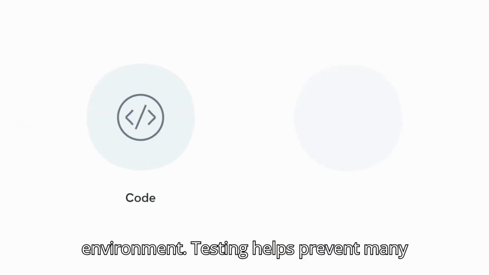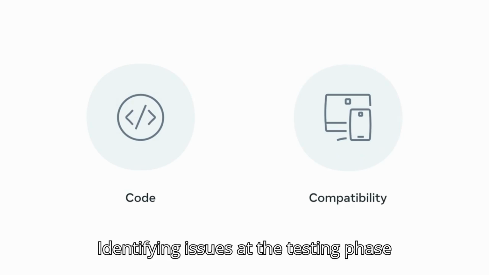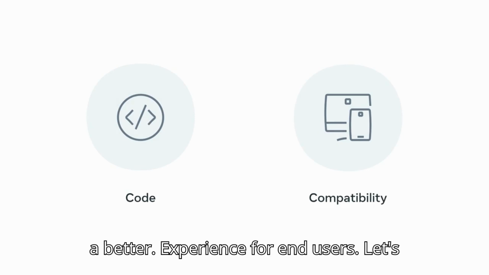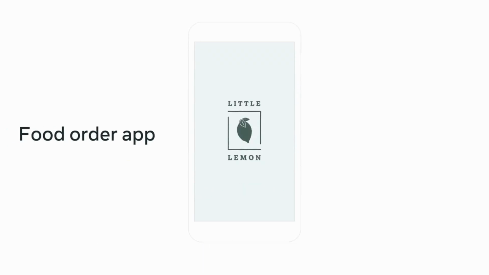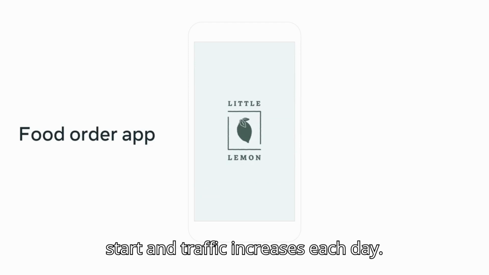Testing helps prevent many problems such as code errors and compatibility with devices. Identifying issues at the testing phase leads to a better product, and that means a better experience for end users. Let's say you develop an app for the Little Lemon restaurant for their takeout food. Soon orders start coming in. It's a great start and traffic increases each day.